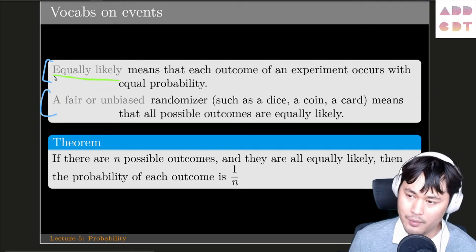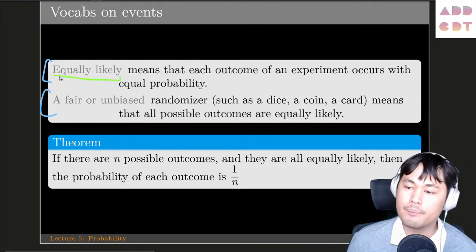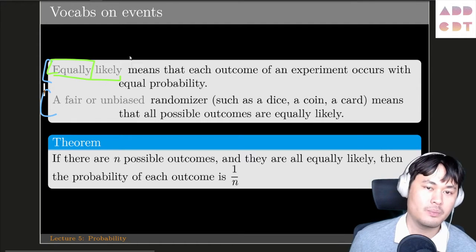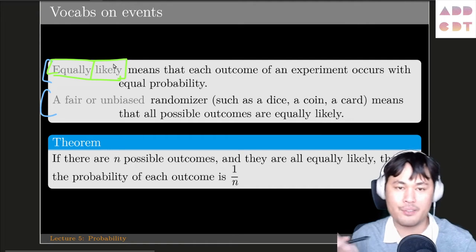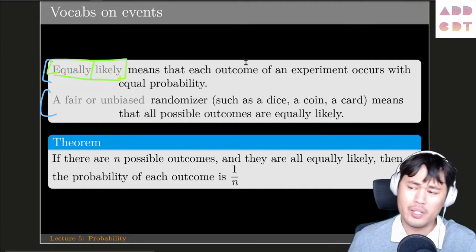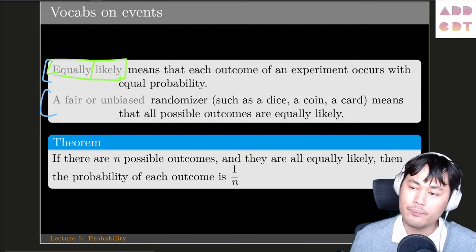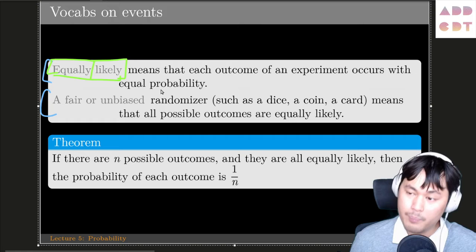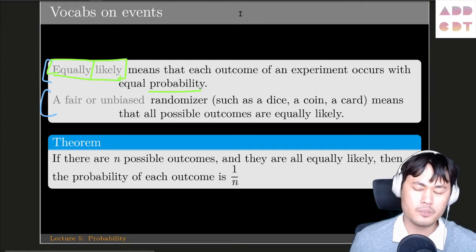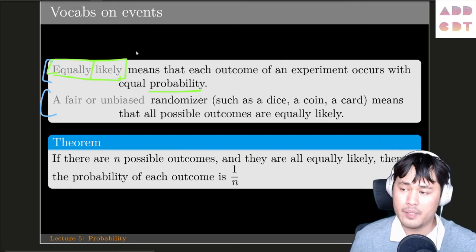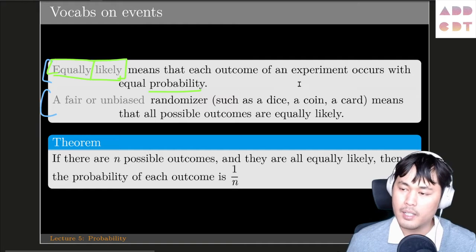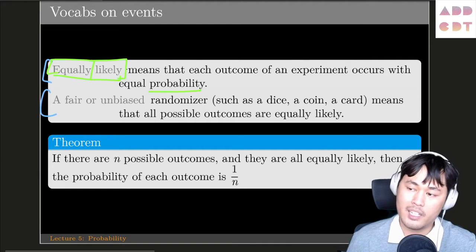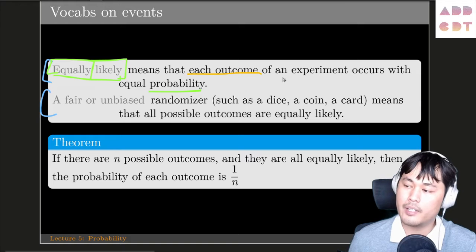Right. The first word is equally likely. Then when we talk about something that is equal, I mean they are the same. And then since we are talking about the likeliness, is the event going to occur or not? Then the equally likely, this word describes the probability of an outcome. So if we have an experiment, and that experiment has a list of outcomes, a sample space, and if that experiment is equally likely, that means that each outcome of an experiment occurs with equal probability.